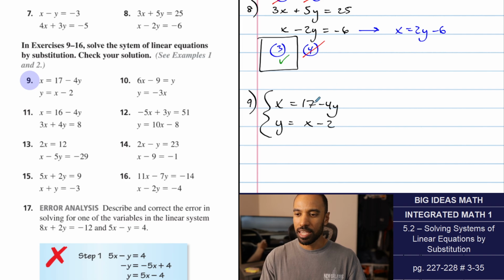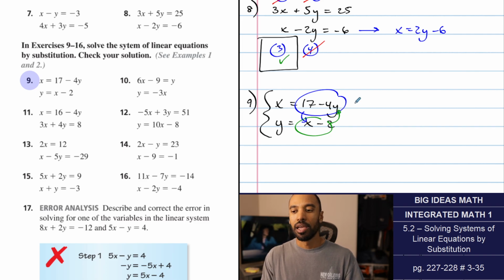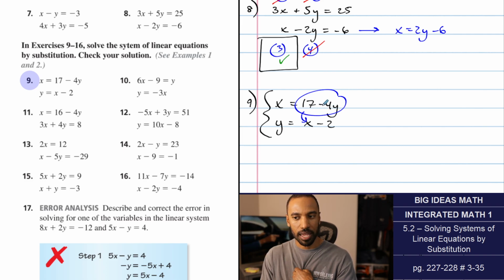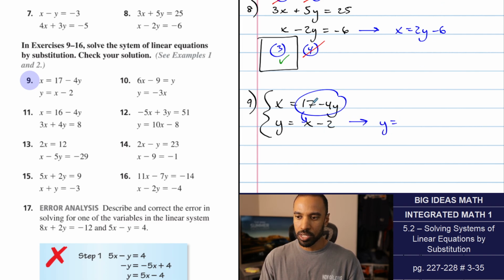I can either take 17 minus 4y and substitute for x here, or I can take x minus 2 and substitute for y here. My personal preference, I'd like to substitute for x in the bottom equation because I have nothing to distribute, and especially not a negative to distribute. So now I can rewrite this bottom equation with y in it, and it will say y equals, instead of x, I'm going to write 17 minus 4y, and there's a minus 2.